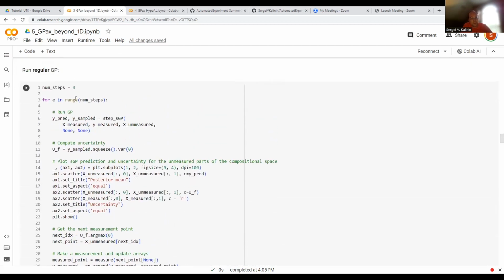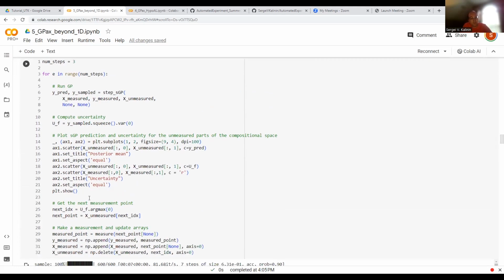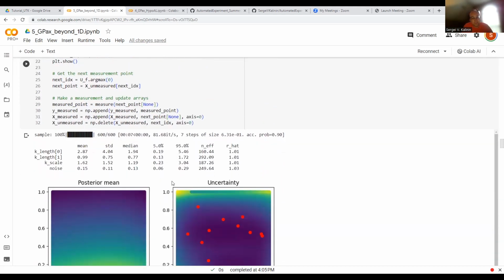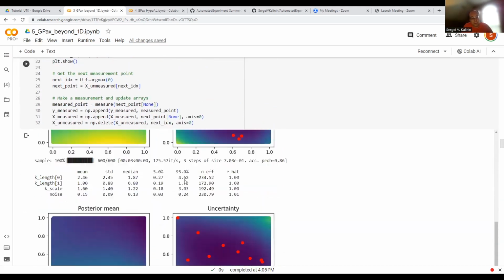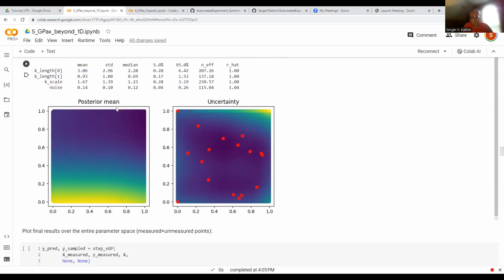We choose the 3 steps. We use exactly the same approach as before. Our acquisition function is the uncertainty. Once you have y sampled, these are the samples of the posterior functions. Once we squeeze them and measure the variance, this is the dispersion. So once we run the automated experiment, you can see how we explore the evolution of the posterior mean and the uncertainty. This is our automated experiment in the 2-dimensional parameter space.